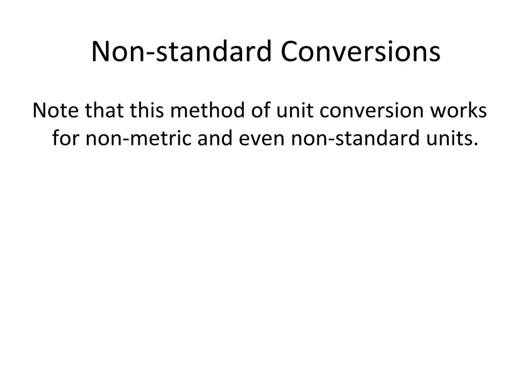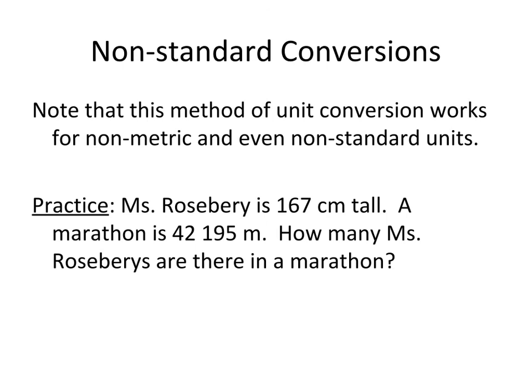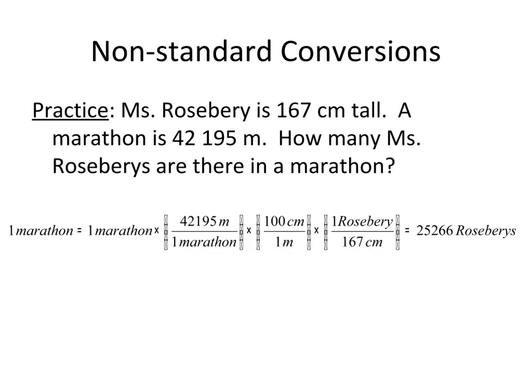This method will work for non-metric and even non-standard units. Here's an example. If we know that Ms. Roseberry is 167 centimeters tall, and a marathon is 42,195 meters, how many Ms. Roseberries are there in a marathon? Well, we've got a marathon times 42,195 meters per marathon times 100 centimeters per meter times 1 Roseberry per 167 centimeters, and we get 25,266 Roseberries.